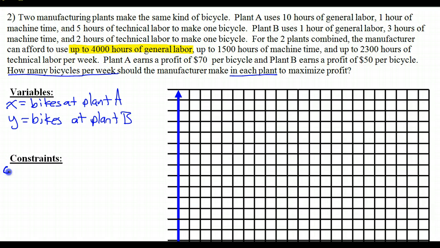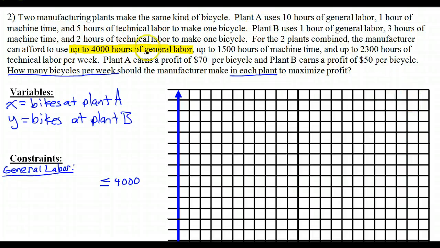All right, so I'm just going to write this down. General labor. Please label your constraints. All right, general labor has to be less than or equal to 4,000 hours. So over here I'm going to write less than or equal to 4,000. Now, as I scan the rest of the problem, I'm sure it's going to say something about plant A does this many hours of general labor and plant B does this many hours of general labor. And that will be my X term and my Y term.